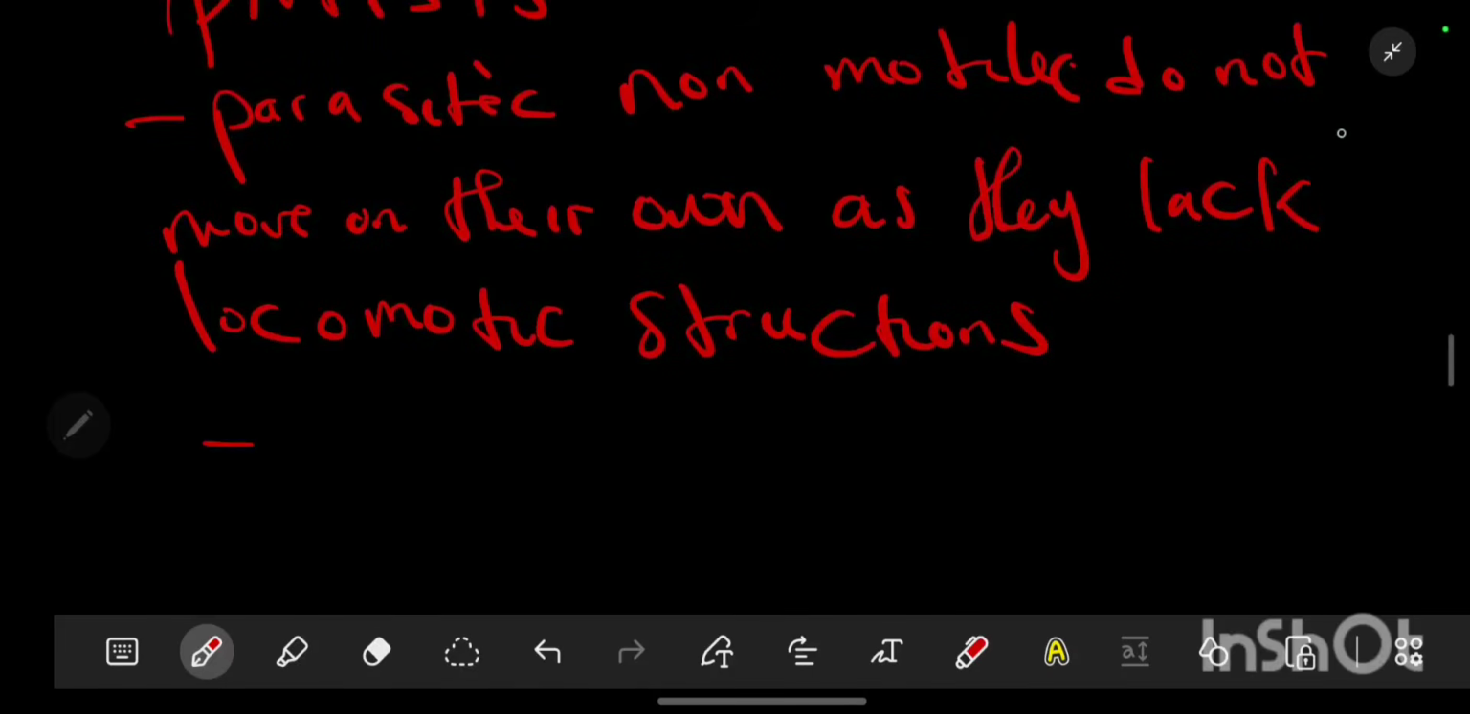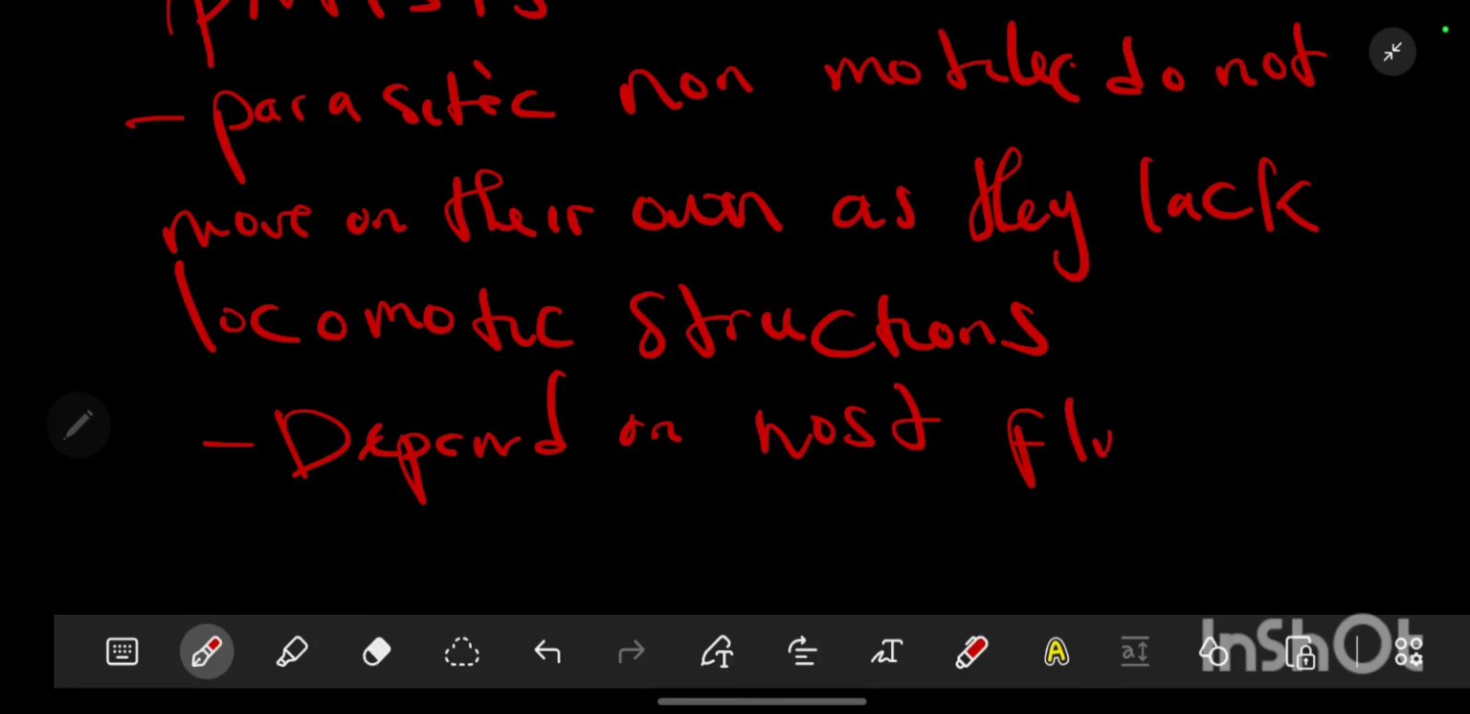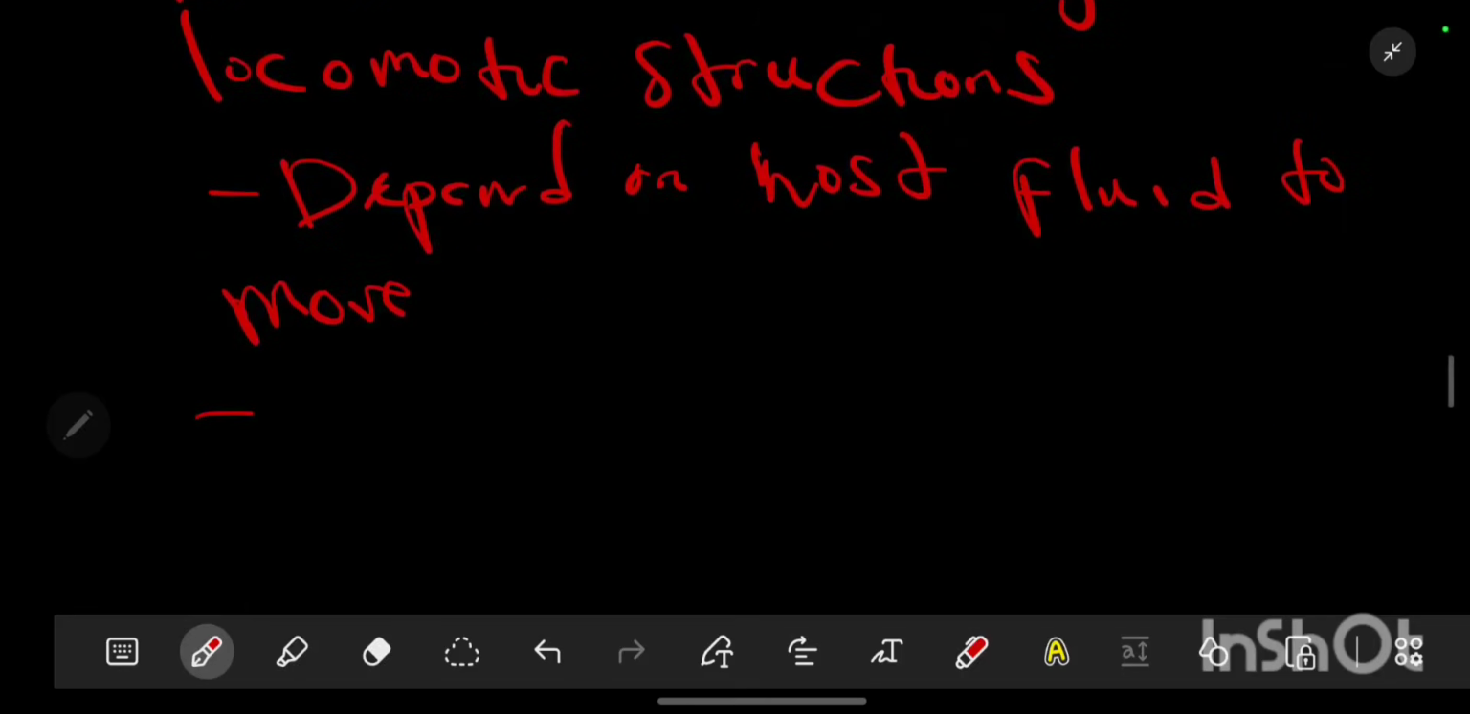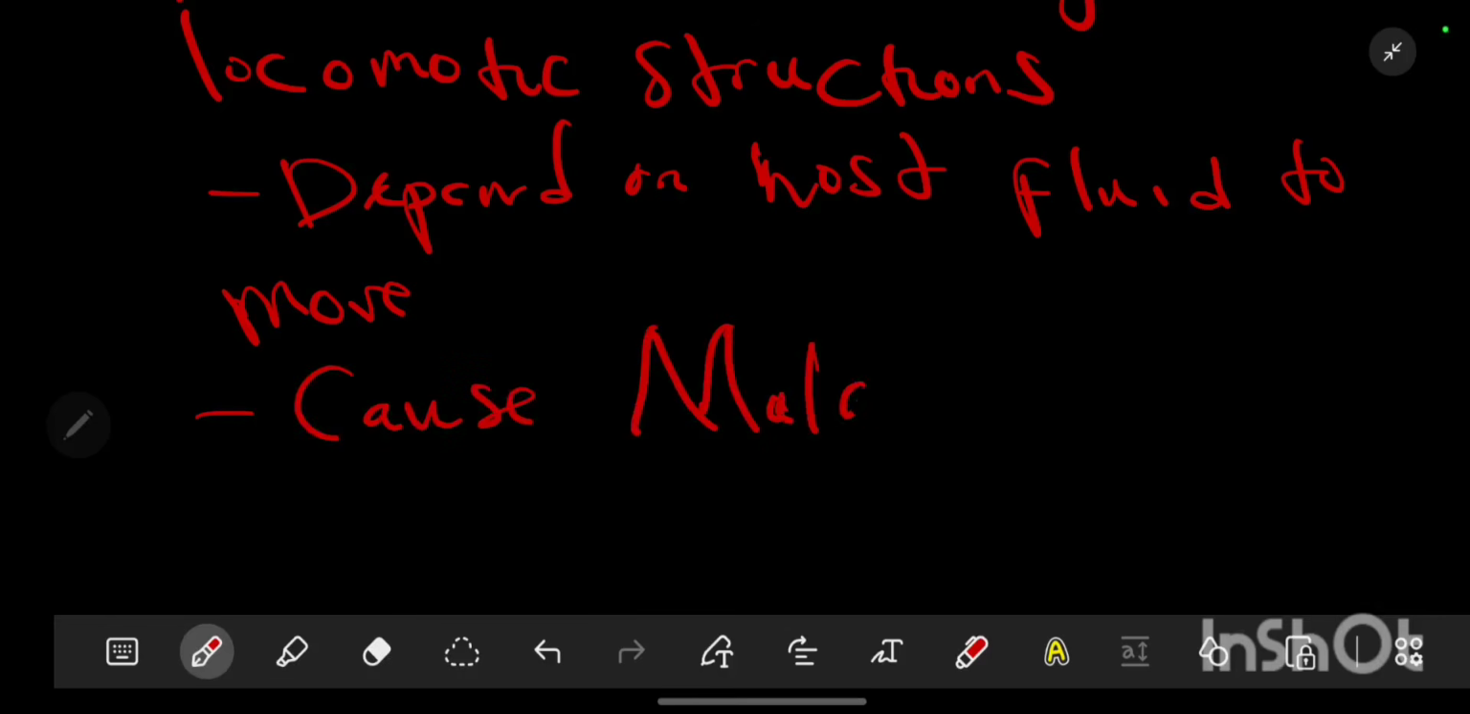The other characteristic of the Phylum Sporozoa is that they depend on host fluids to move. So they do not move on their own, but they depend on host fluids to be able to move. Then the other thing is that they cause malaria, which is a bigger chunk of what we are learning today.